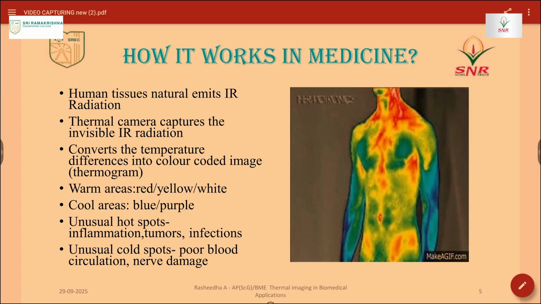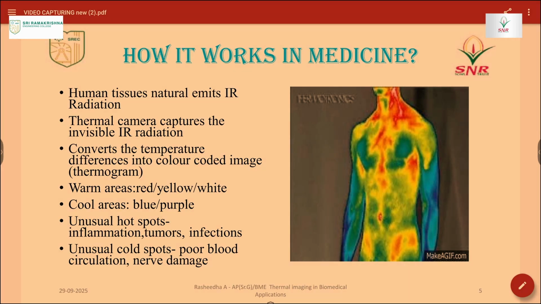Human tissues also emit natural IR radiation, and the thermal camera captures this invisible infrared radiation and converts the temperature differences into color coded images called your thermogram. The warm areas are indicated by red, yellow or white color, whereas the cool areas are indicated by blue and purple color. Warm areas with unusual hotspots may indicate inflammation, tumors or infections, and unusual cold spots may indicate poor blood circulation, nerve damage, etc.